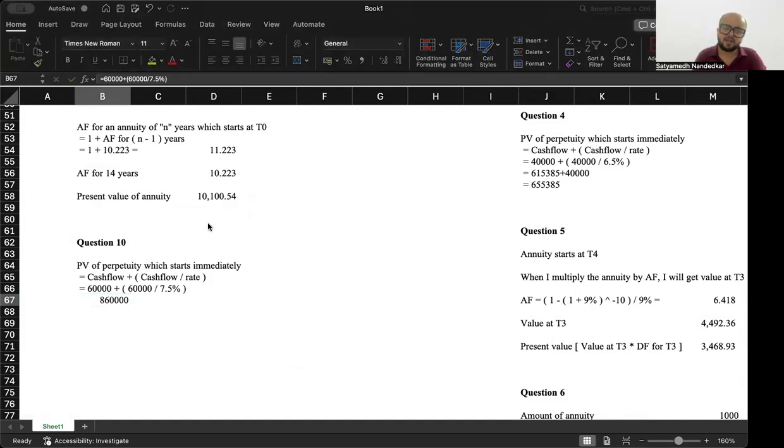Eight lakh 60,000. Okay, this is the present value of future cash flows that we have calculated. Now there are more questions. Let's continue with those.